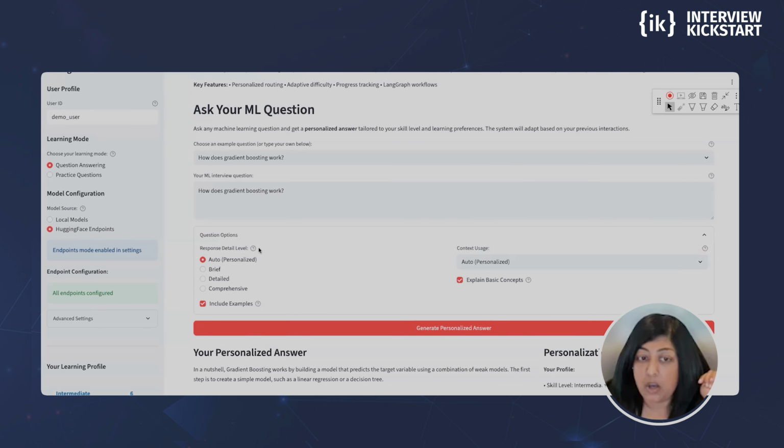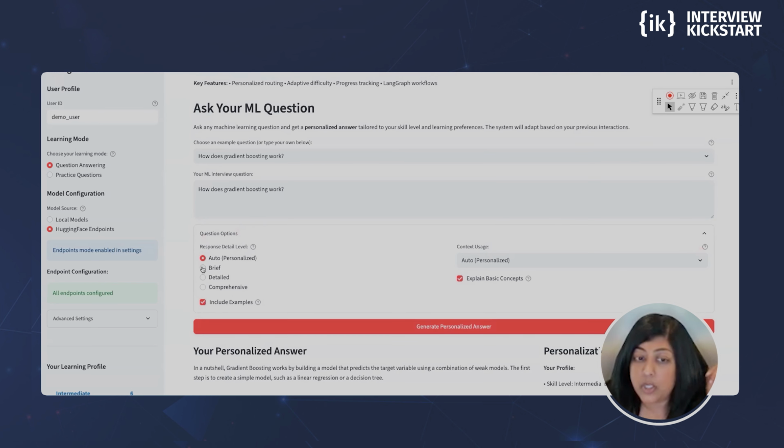Now, going into some of the options that the user has, they can toggle on or off. They can toggle between, should it be brief, should it be detailed, should it be comprehensive, or do you want the agents to be driving the personalization for the user, deciding on what their user level is, what their profile is, right? I've opted for the personalized to be automated, personalized, right? But there is always an option for the user to toggle between these. And it explains the basic concepts.